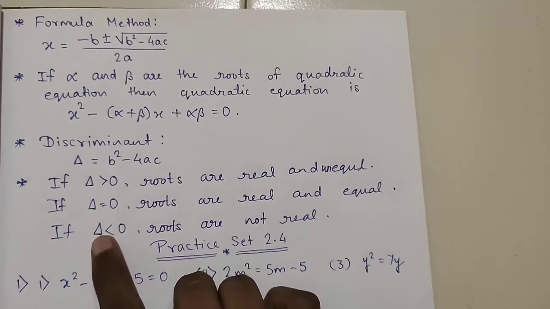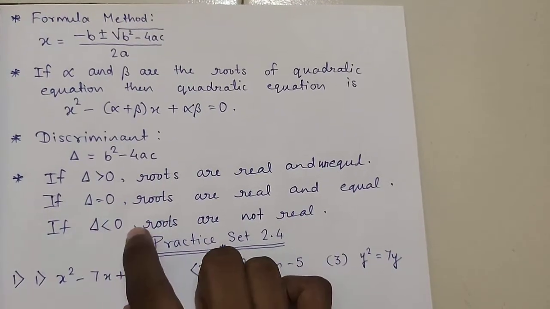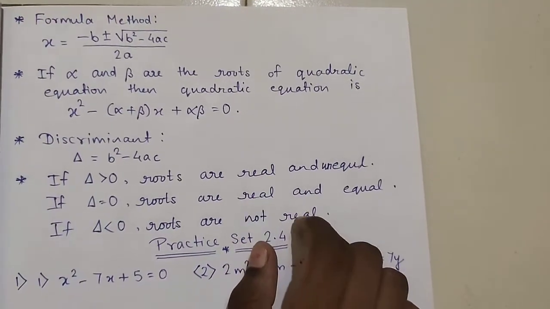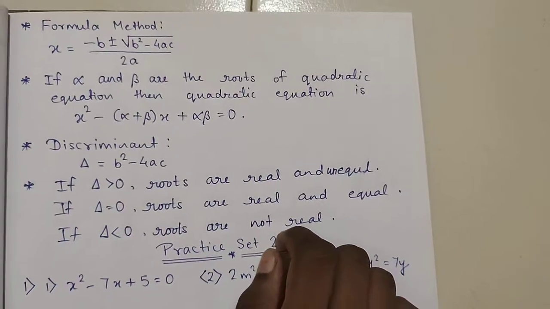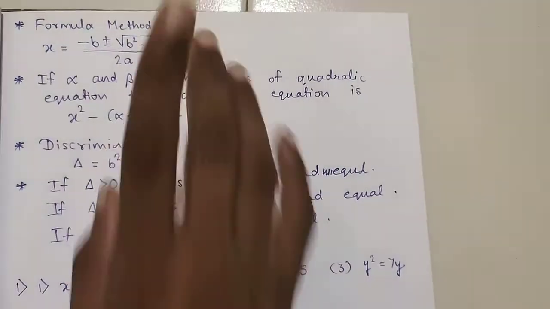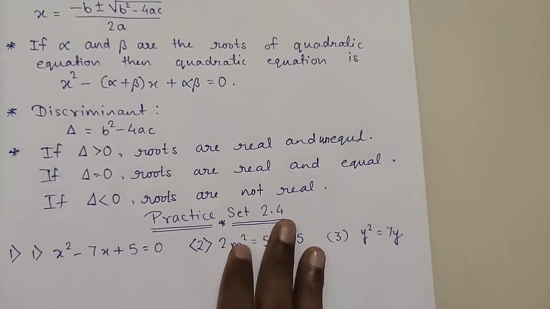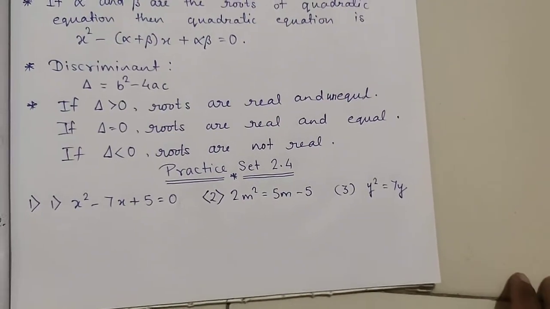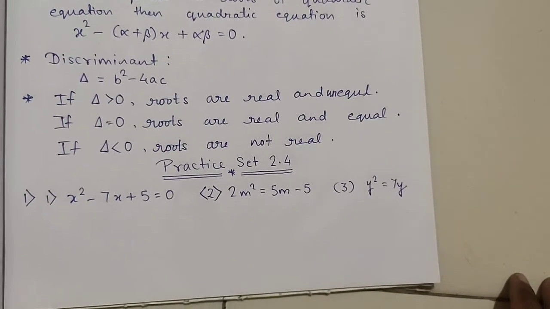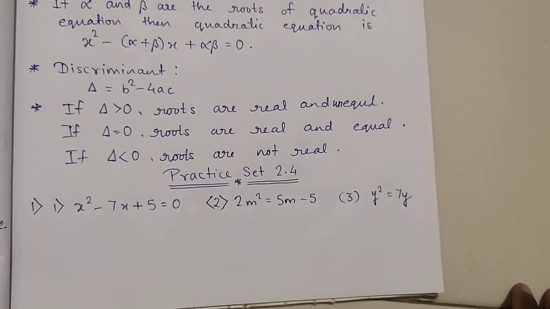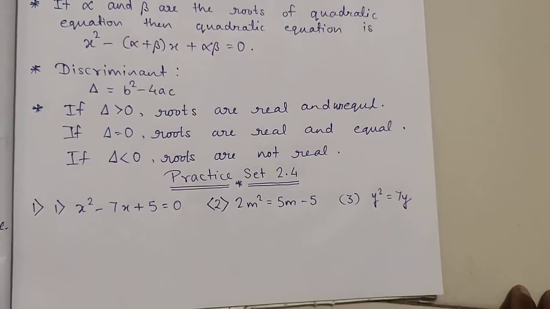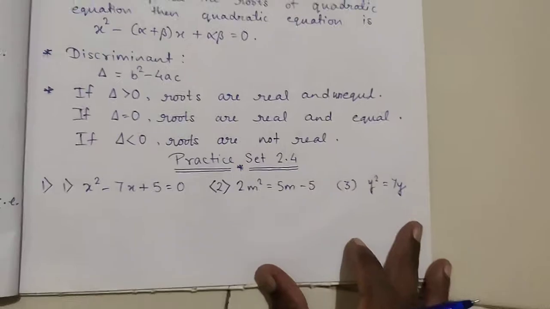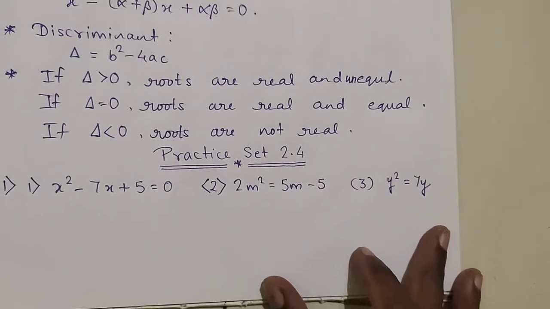That is why we first find the delta value, and after that we know whether we are getting real or not real roots. Then we solve our equation by using the formula method. So that we are going to do today. Now let us start our practice set 2.4. Again I am repeating, practice set 2.3 is not going to be in your syllabus for this year only, because we do not have much time. So now let us start with our first exercise, 2.4.